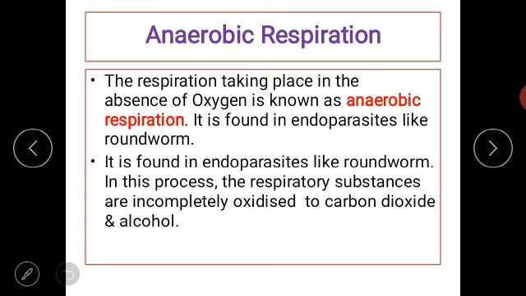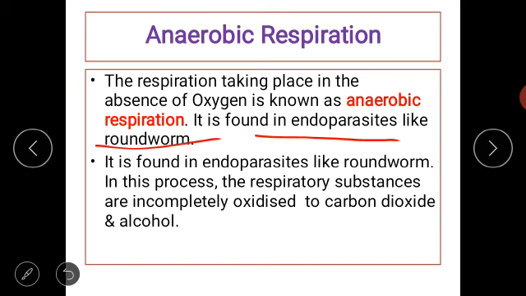It is found in endoparasites like the earthworm or a specific species called roundworm. Okay, roundworm is an endoparasite. The meaning of that is the roundworm lives inside the body of mammals, mostly human beings. Roundworm is present in the intestine of the human being. So this roundworm is called an endoparasite.